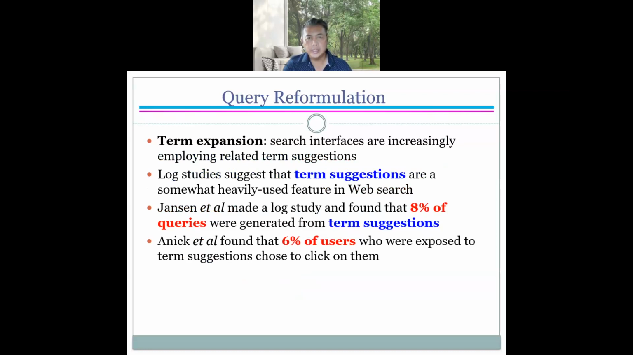Okay. So you may expand your query, and they say that 8% of queries were generated from the term suggestion. Okay. So if we have 10 people, one of them may be using the term suggested to them. And Anick also found that 6% of users who were exposed to term suggestion chose to click on them. Okay. So meaning that if you have 100 people, 6 of them will click on the suggested keyword given to them.